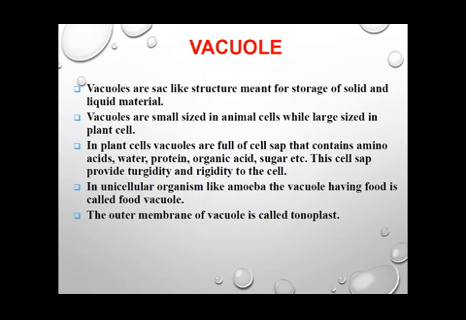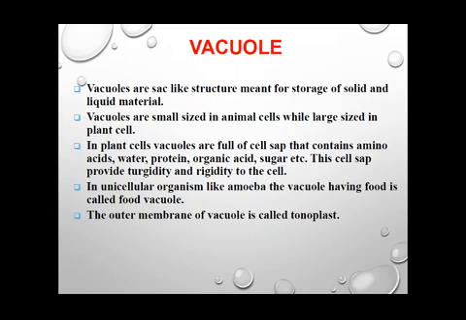Along with the storage, this cell sap provides turgidity and rigidity to the plant cell. In a unicellular organism like amoeba, the vacuole having food is called a food vacuole. If you remember, we have studied about pseudopodia and endocytosis which was taking place in amoeba. There the food vacuole was formed. Do you remember? So in unicellular organisms like amoeba, the vacuole having food is known as food vacuole.